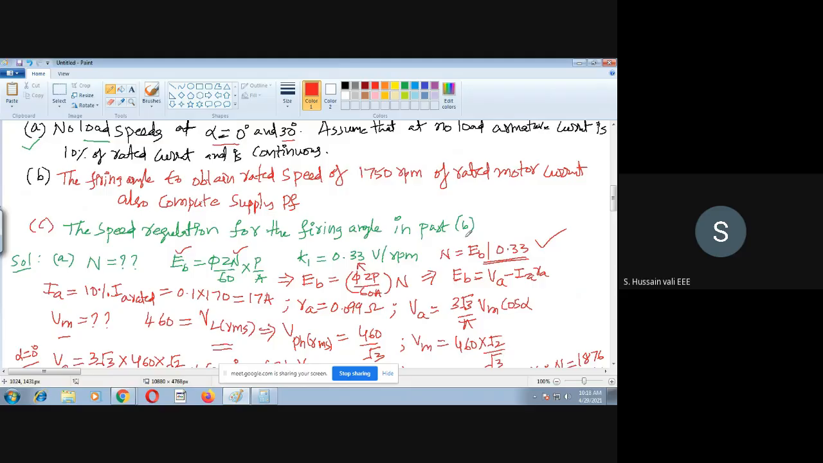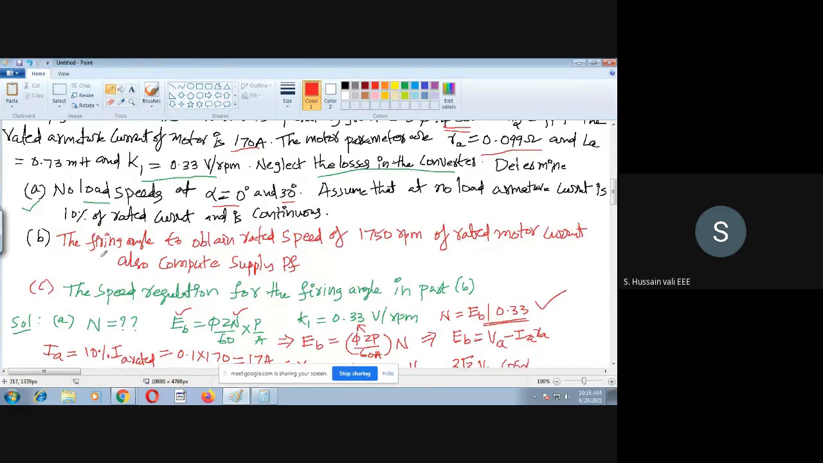Part A is over. Now we'll go for the second problem. What is the second problem? You have to find out the firing angle to obtain the rated speed of 1750 rpm at rated motor current. Also compute the supply power factor. So in part B you have two questions. One is to find out the firing angle. The second is to find out the supply power factor.